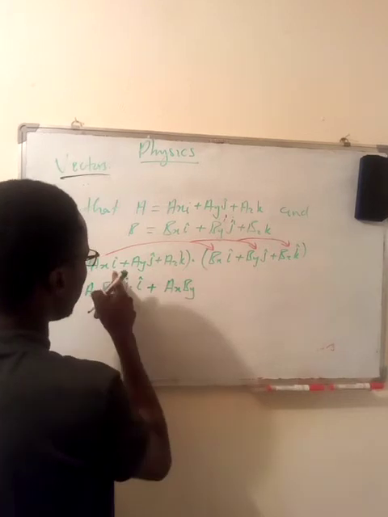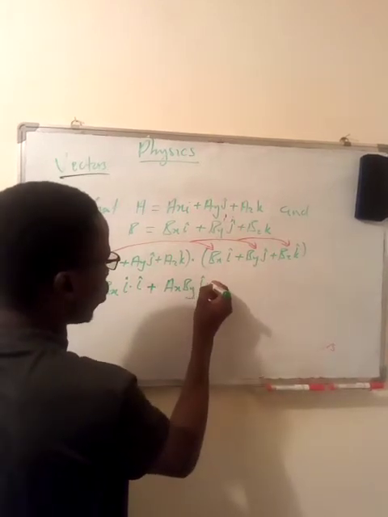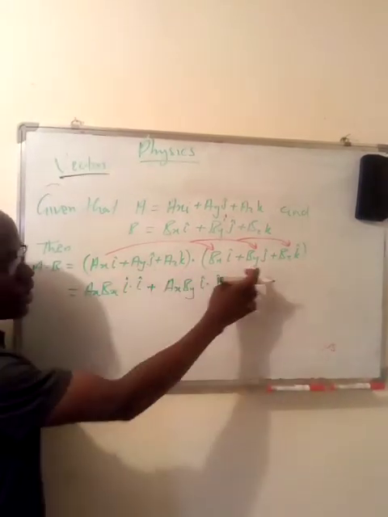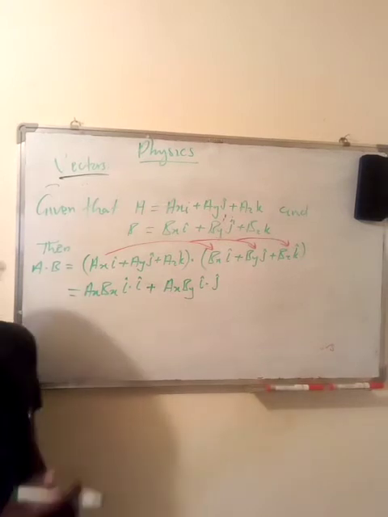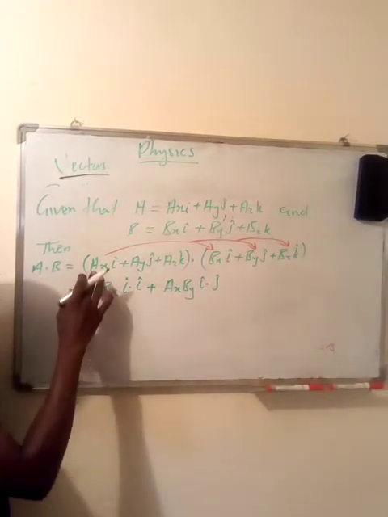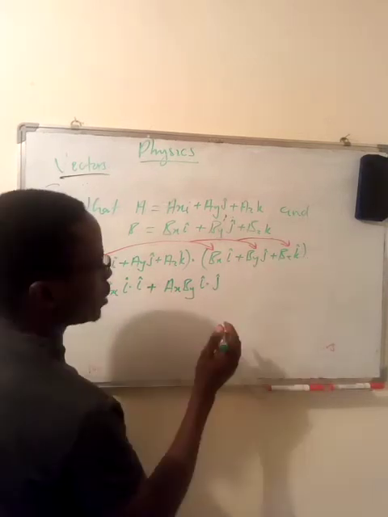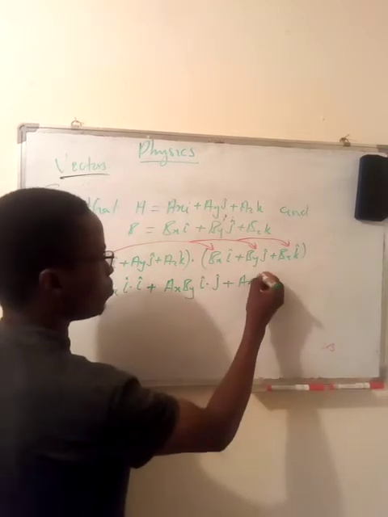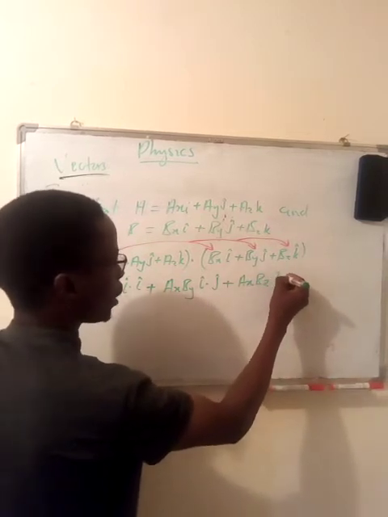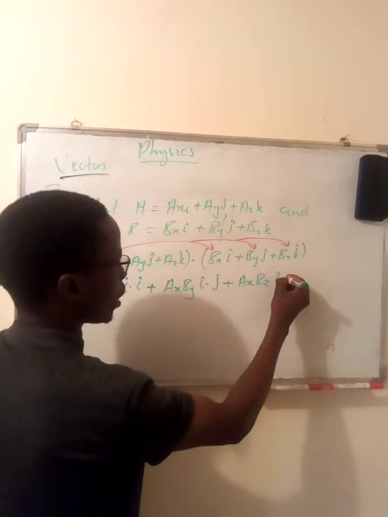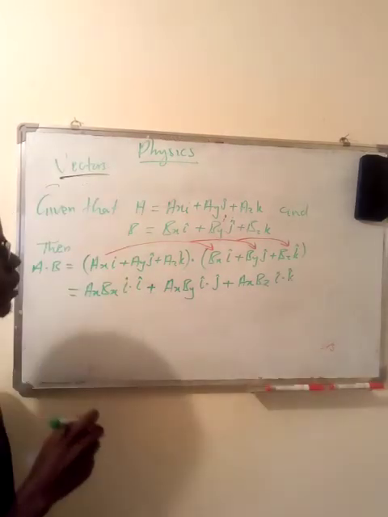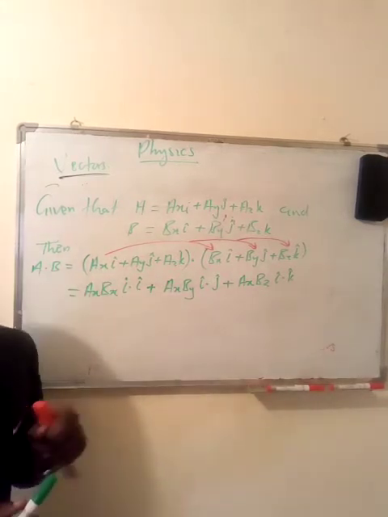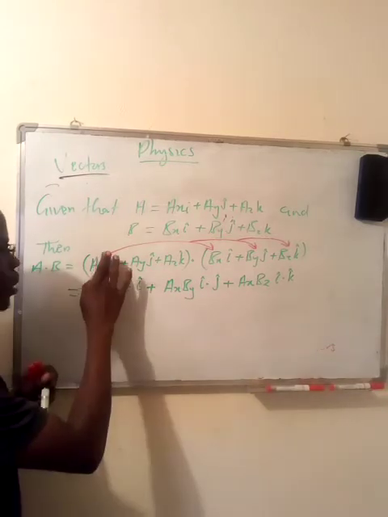Then after that, so we are what? With AY, isn't it? We're done with AY. So we can now start multiplying the AZ with each of these. Okay? We can now multiply AZ with each of those. So what are we going to have? AZ by BX. We're going to have what? AZ BX, K dot I, plus AZ by BY.